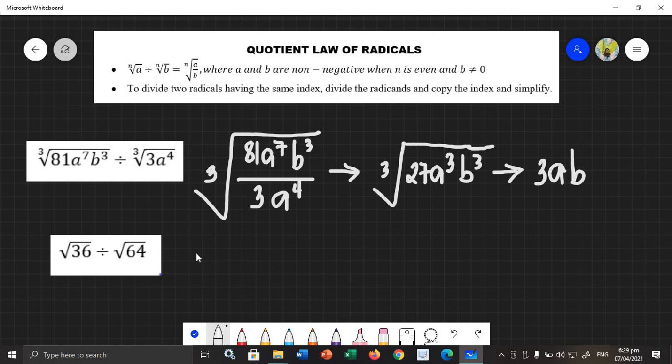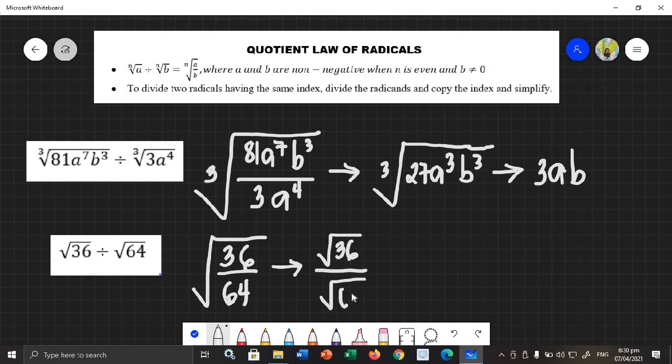Next, we have square root of 36 divided by square root of 64. They have the same index, so we can write the given like this. 36 over 64. As you can see, if we divide 36 by 64, we will get a decimal number. Okay? Therefore, skip that part. What we need to do is separate the radical sign for each term in the numerator and denominator. So, ang mangyayari, square root of 36 over square root of 64.